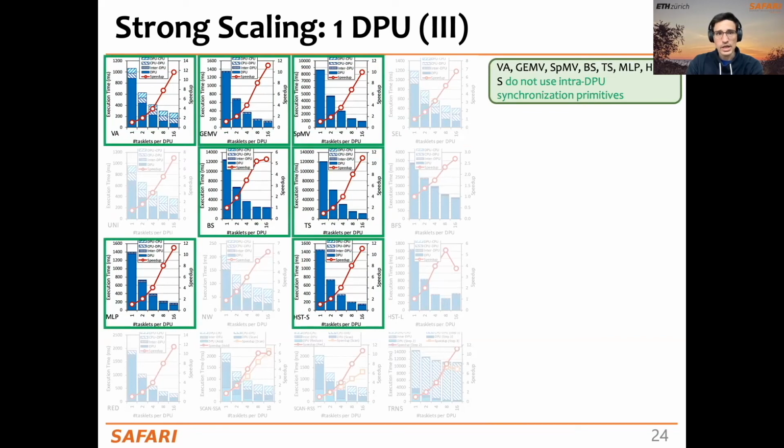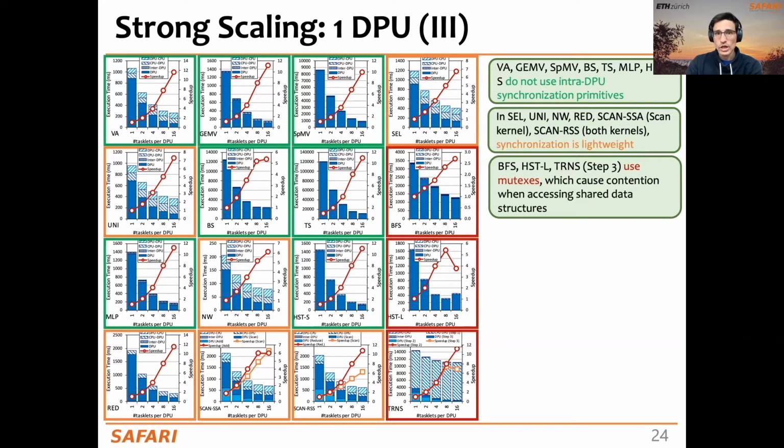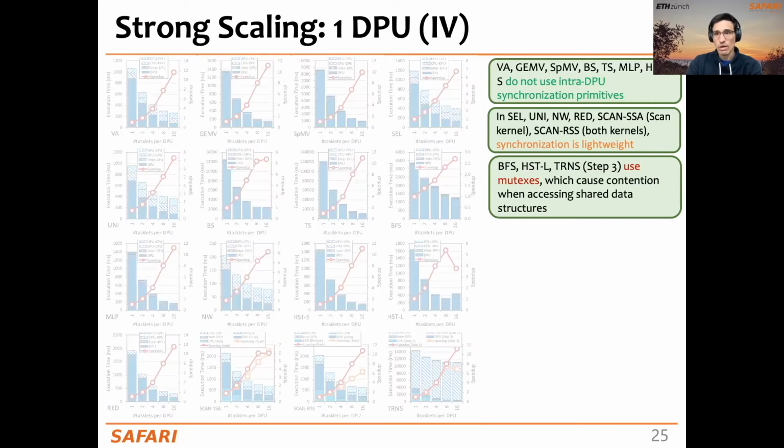Another observation is that there are several workloads that don't use intra-DPU synchronization primitives, while in others there is intra-DPU synchronization, but this is pretty lightweight. As a result, these workloads scale nicely, and we obtain the highest performance with 16 tasklets. However, there are 3 workloads that use mutexes, and this causes contention when accessing shared data structures, and in some way limits the scalability of these workloads.